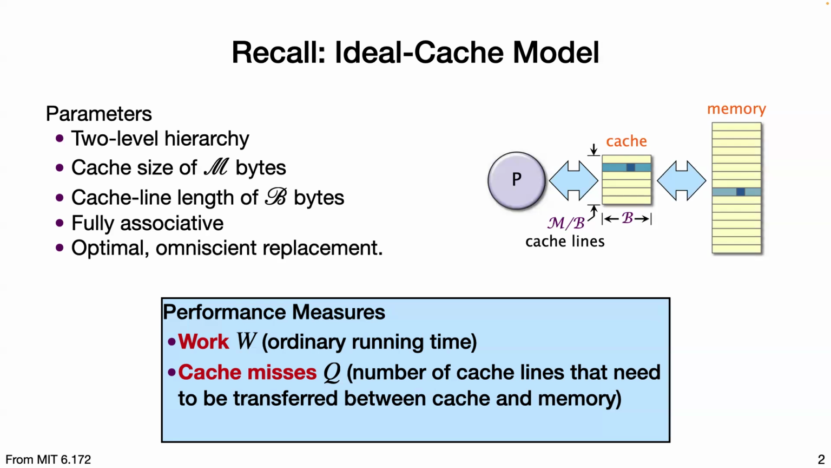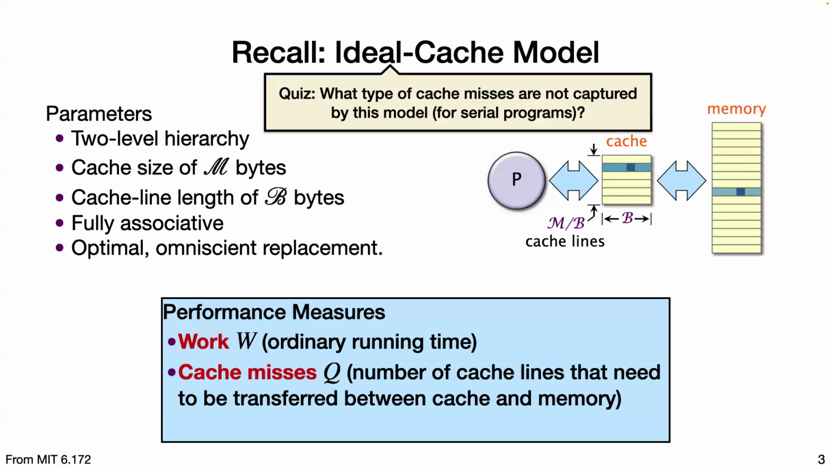And we are measuring in this model the same measures that we had before. We have the work, which is the regular running time that we have in the RAM model. And then the new measure that we have is the number of cache misses, which is the number of cache lines that need to be transferred between the cache and the memory. And this is always bounded above by the work, but ideally, we would like it to be less than the work.